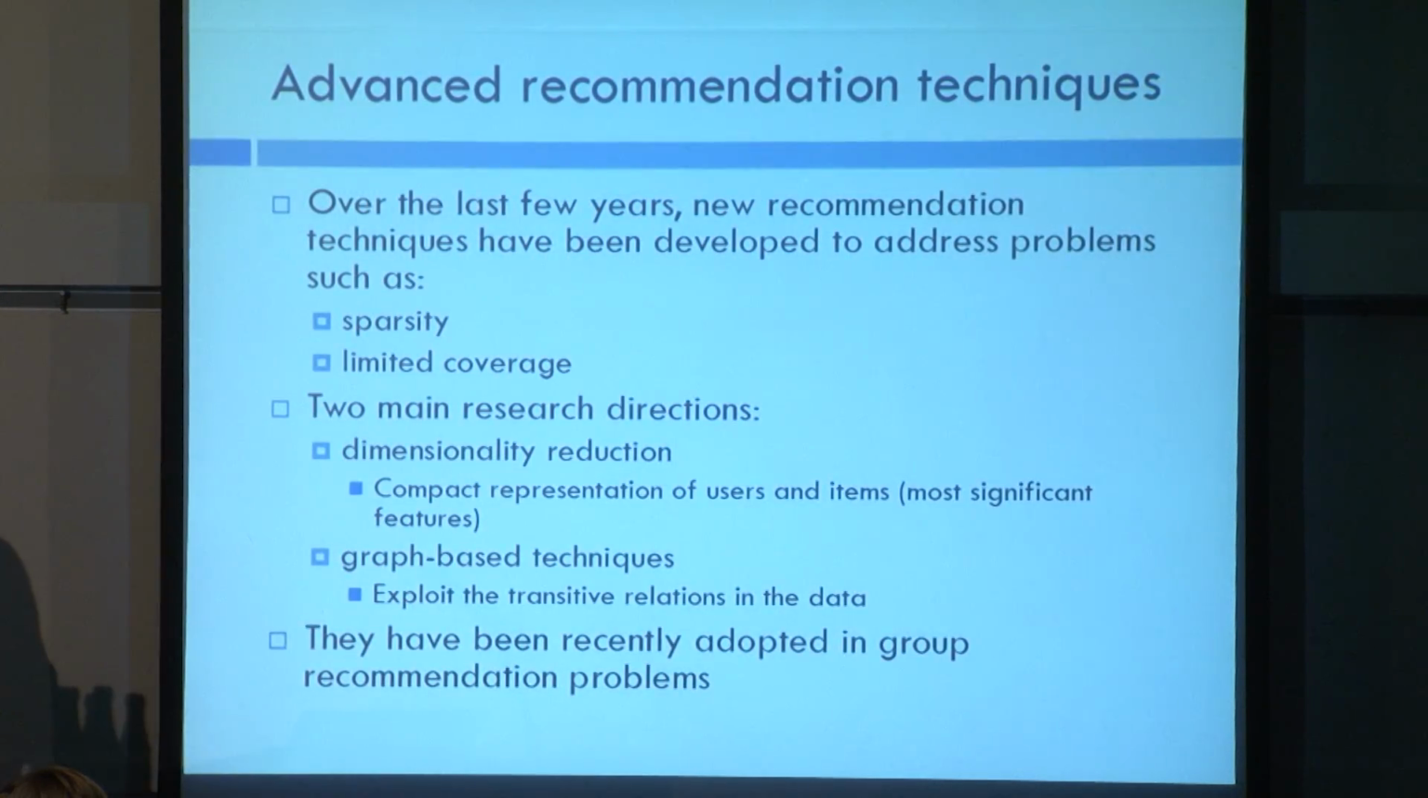Advanced recommendation techniques. As most of you know, in recent years, to address problems such as sparsity and limited coverage, new recommendation techniques have been developed, and 2 main research directions have been identified. One is dimensionality reduction, in which there is a compact representation of the users and the items in order to characterize them with the most important features, or graph-based techniques which exploit the transitive relations in the data. And these 2 classes of approaches have been recently adopted in group recommendation problems too.